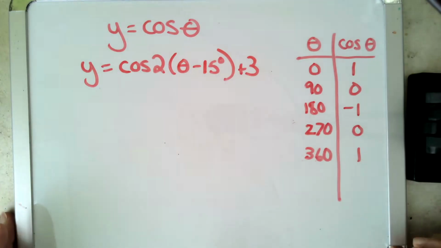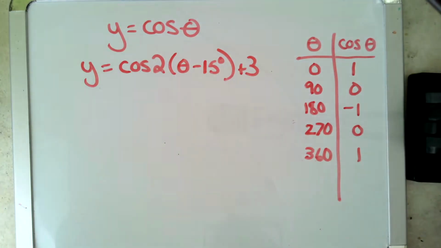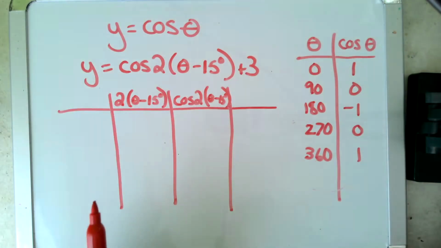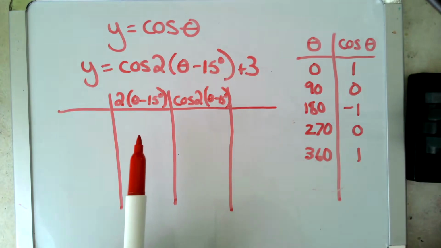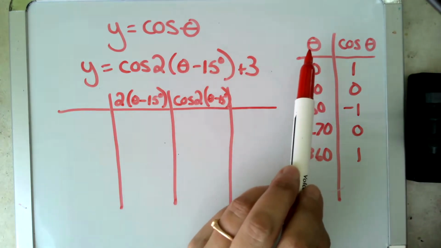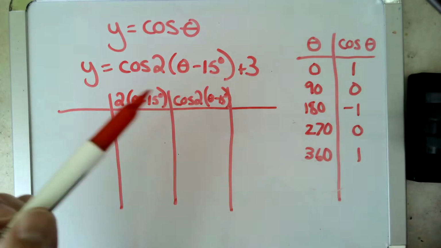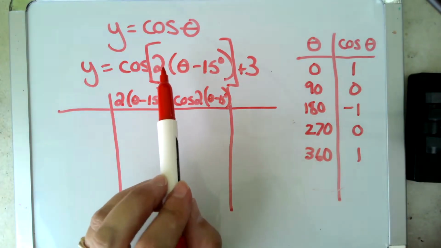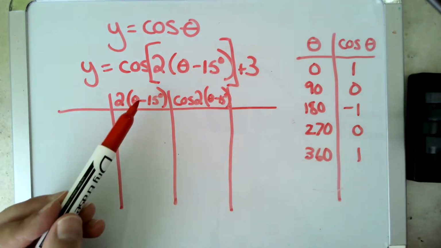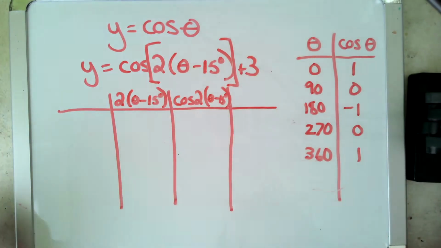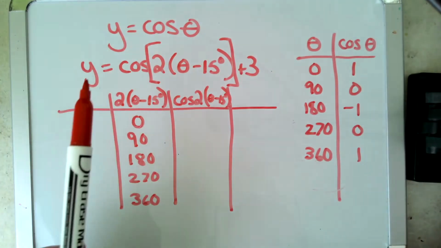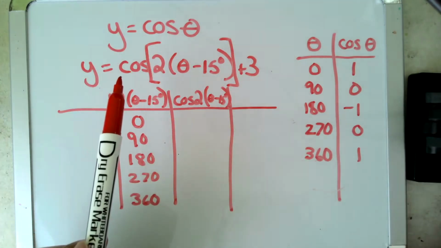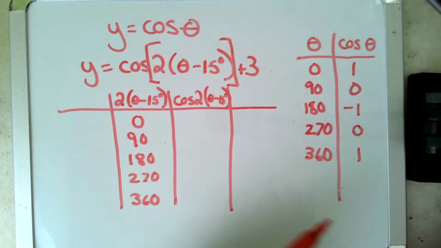So what I'm going to do now is I'm going to make a table with 4 things, and I'm going to adjust stuff based on my parent graph. The first thing I'm going to do is in these middle 2 columns, instead of having theta and cosine theta, my new theta is comprised of these actions, 2 times theta minus 15. So that's my new theta. And in there, I'm going to put all my salient points. Similarly, my new output is cosine of those points. And so I'm going to put all of my salient answers there.